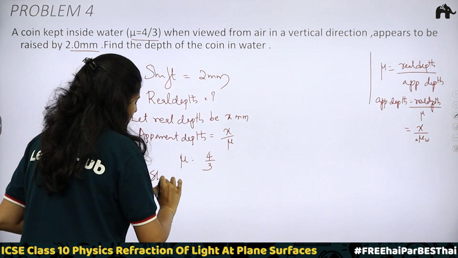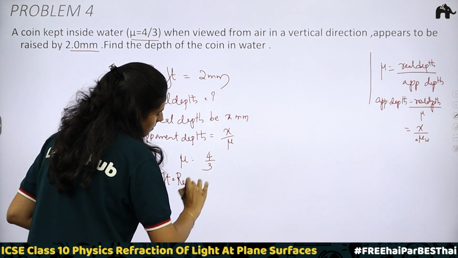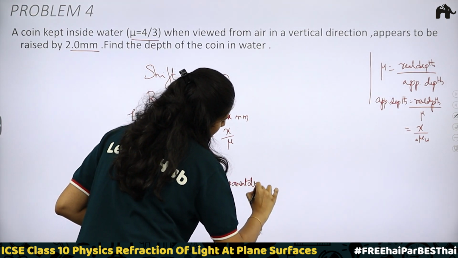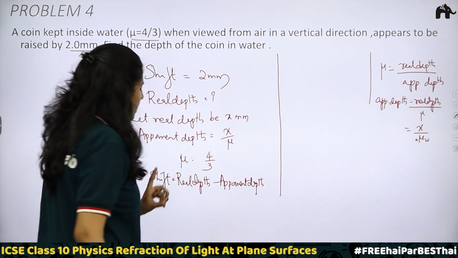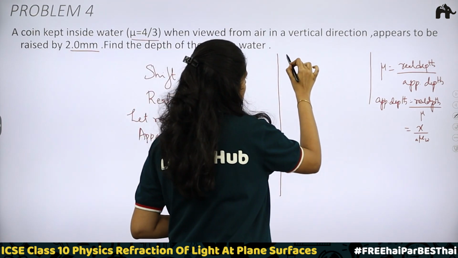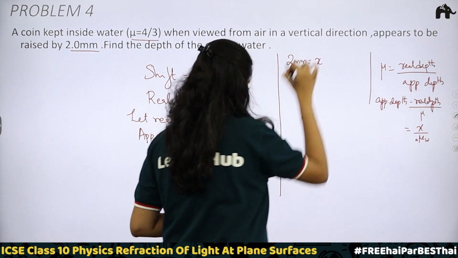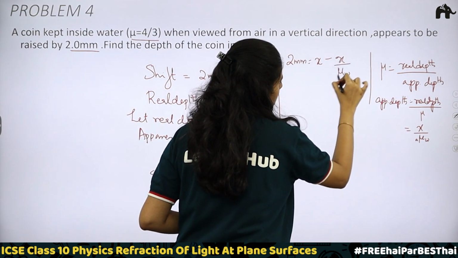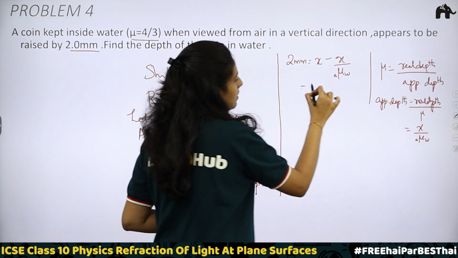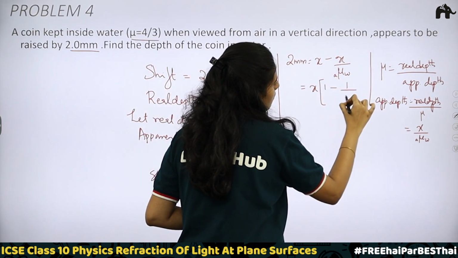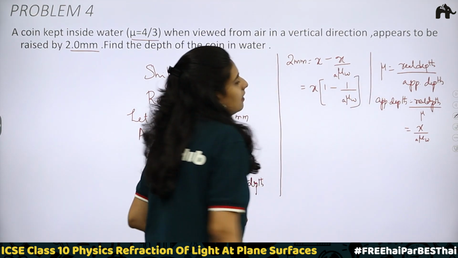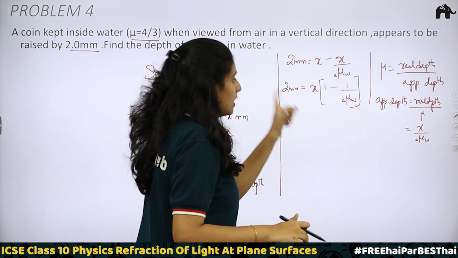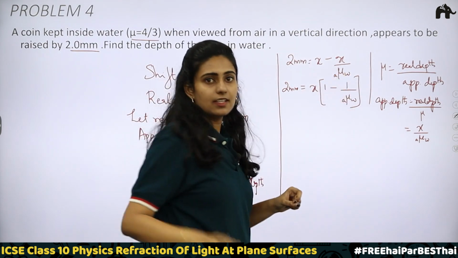We know shift is equal to real depth minus apparent depth. Here real depth is taken as x. Therefore, we have shift 2 millimeter is equal to x minus apparent depth, which is x divided by mu, the refractive index of water with respect to air. x is common, so x can be taken out: 1 minus 1 by mu. This is the shift, 2 millimeter. Or you can directly take the formula: shift is equal to real depth into 1 minus 1 by refractive index.